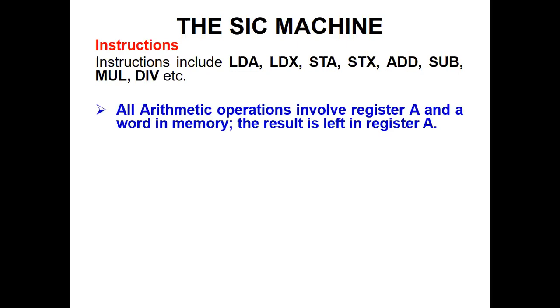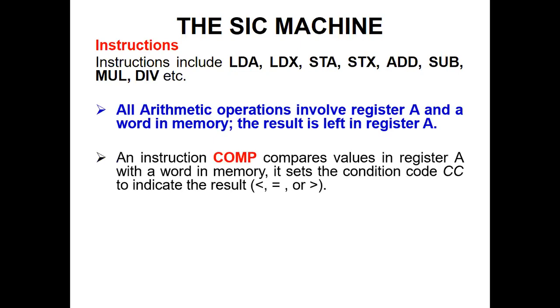So what I have written in blue there is what I have been explaining, that all arithmetic operations involve register A and a word in memory. That means an integer in memory. The result is always in register A, okay?